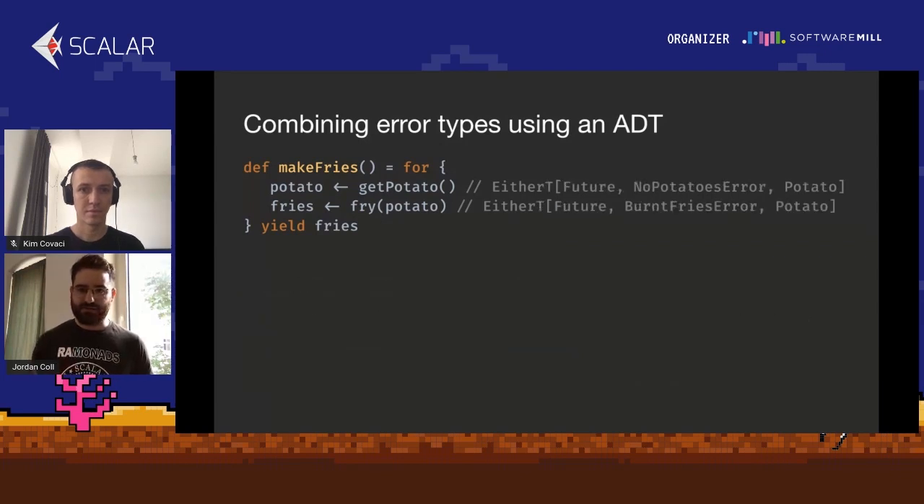So here's our example again. This time, getPotato and fry result in an EitherT, wrapping a Future that returns an Either.